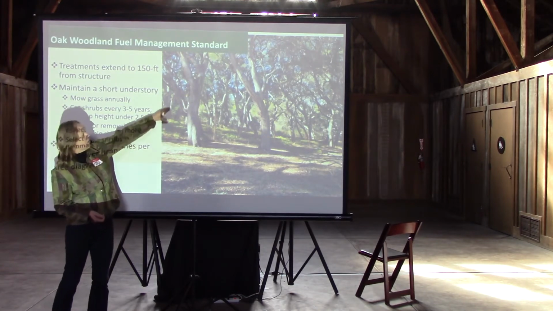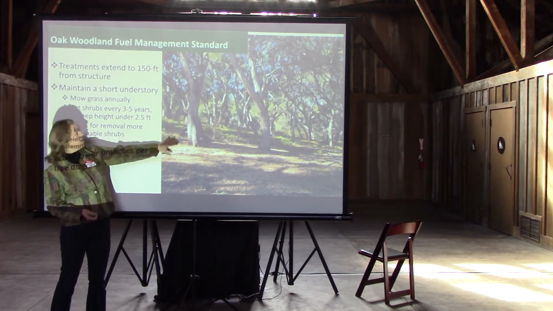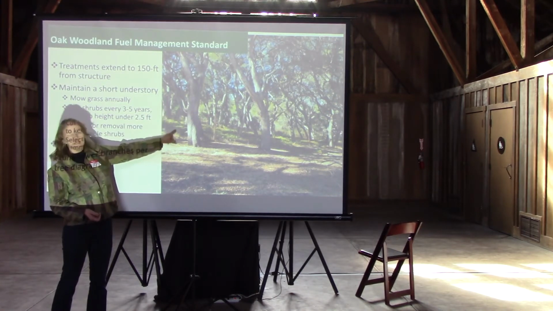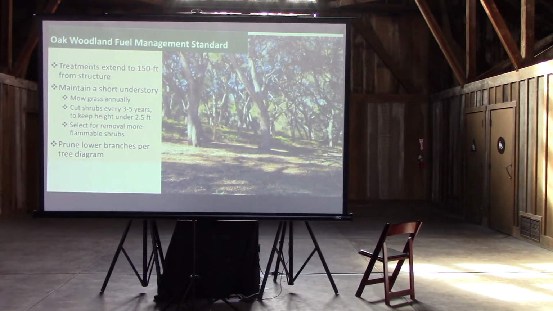And then behind it, you're going to see from that 30-foot out to 150-foot, there's a higher level of understory. But in this case, you can see it's very green. It's probably fern and low-growing coffeeberry and some of those very moist fuel types.